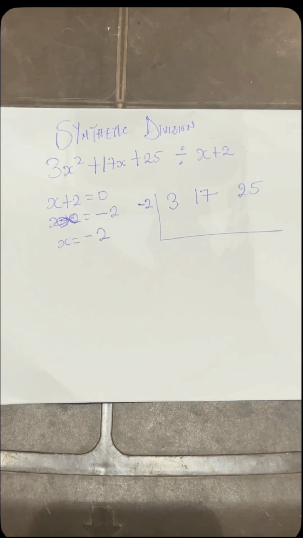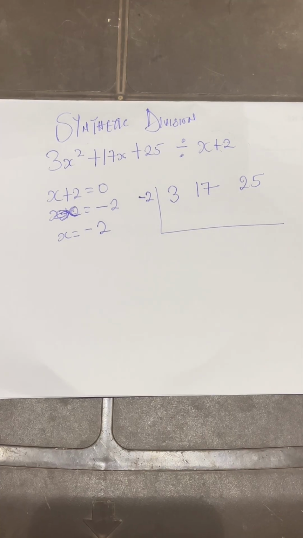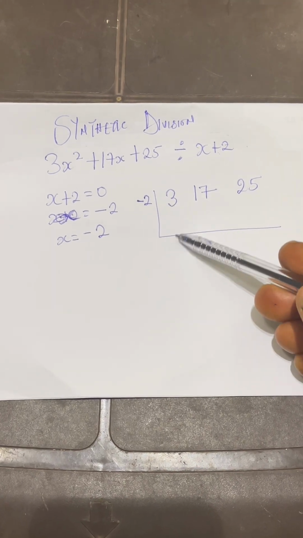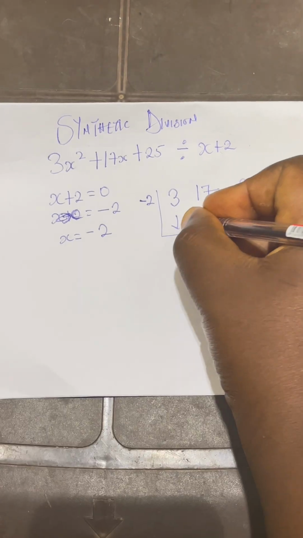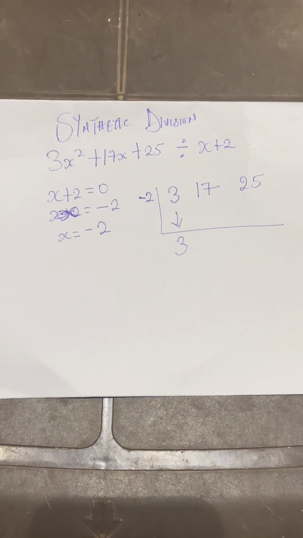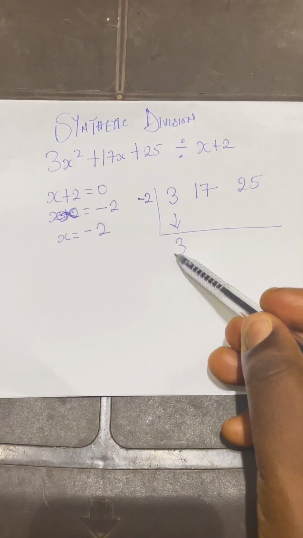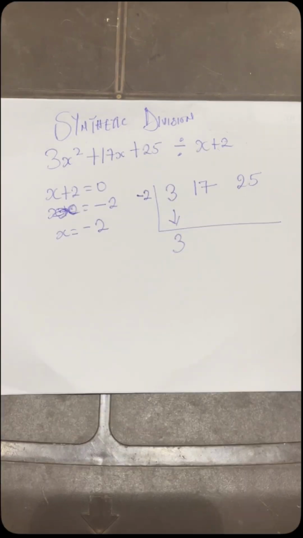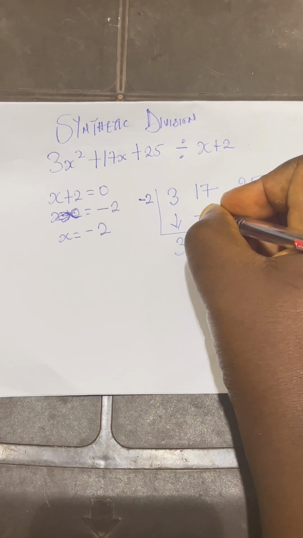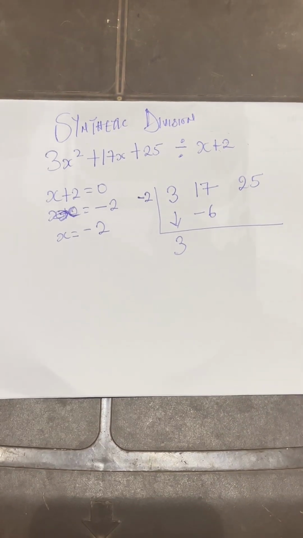After listing out the coefficients, we start solving. The first value will automatically be brought down. That means the first answer will always be 3, and it will definitely be 3 in this particular question. Then you multiply 3 by minus 2. You multiply then add. Multiply then add. That is how this method works.